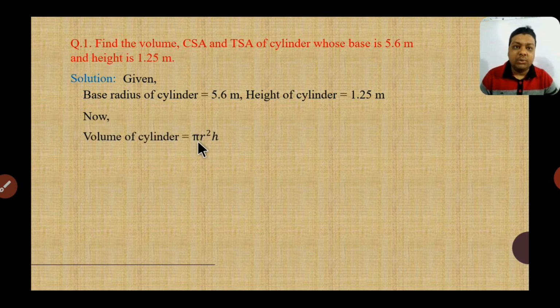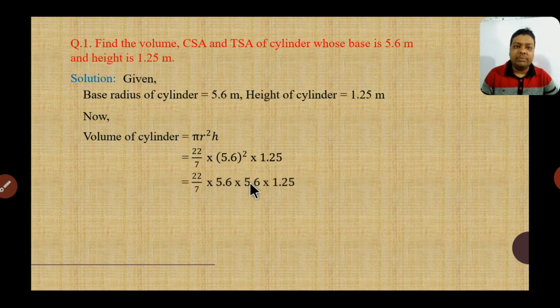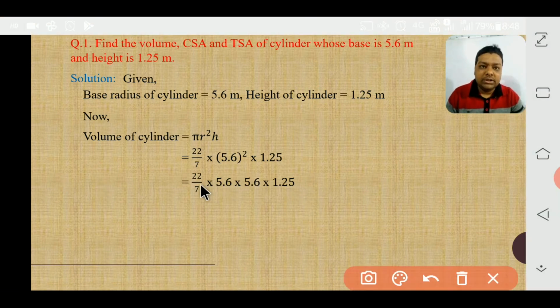Pi value is what? 22 by 7. So we will put the value 22 by 7 r square. So r is 5.6, we will write in bracket to the power 2 into 1.25. Okay. Now we can write 5.6 two times. So it will be 22 by 7 into 5.6 into 5.6 into 1.25. Let's solve it. 7 8 ja 56. Since it has a decimal also, so we will write 0.8.